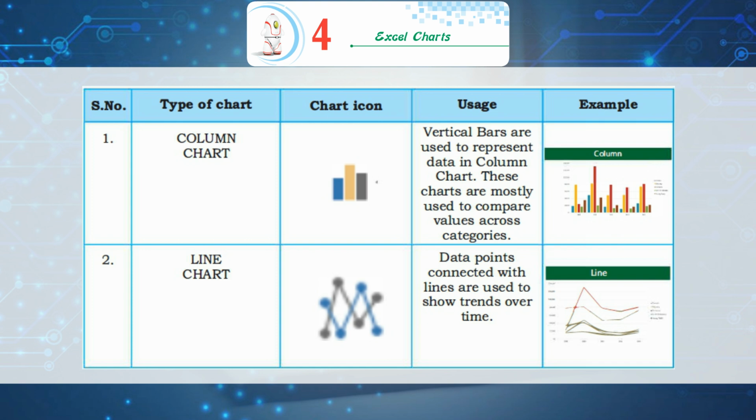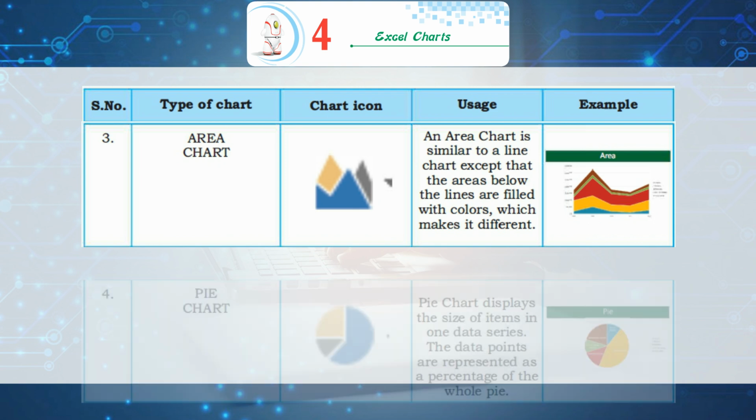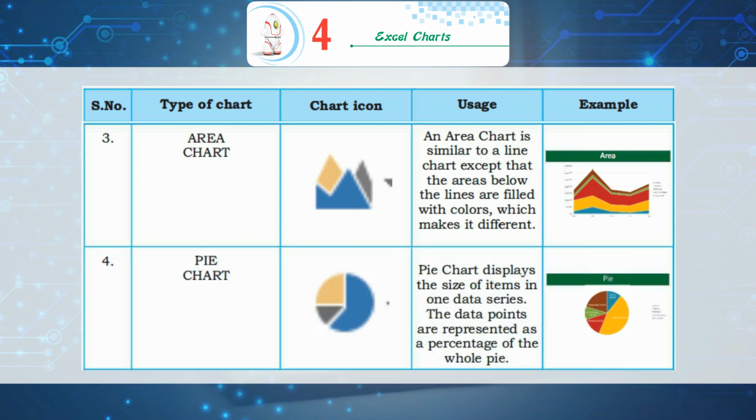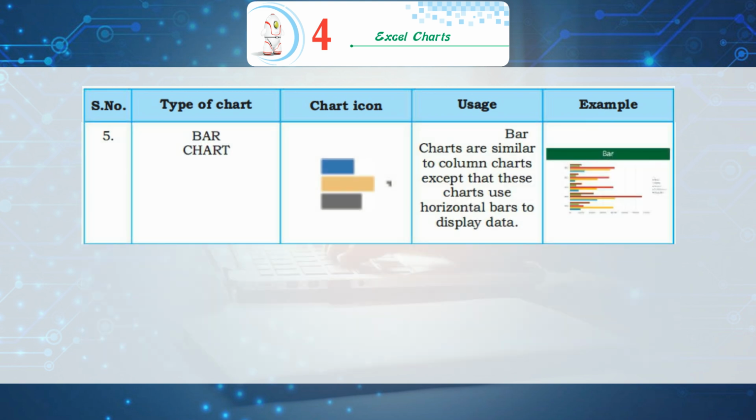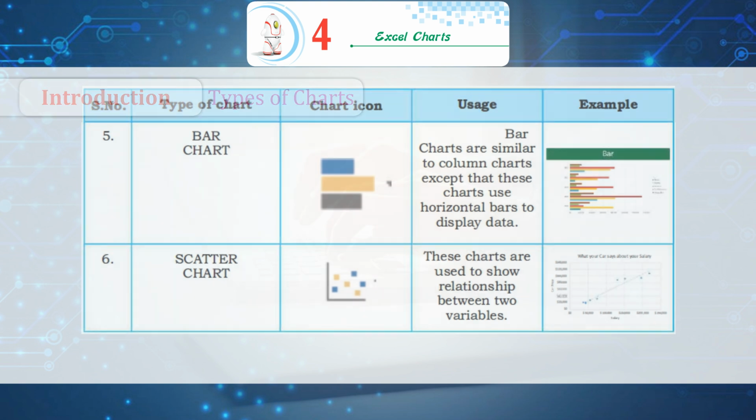2. Line chart. Data points connected with lines are used to show trends over time. 3. Area chart. An area chart is similar to a line chart except that the areas below the lines are filled with color, which makes it different. 4. Pie chart. A pie chart displays the size of items in one data series. The data points are represented as a percentage of the whole pie. 5. Bar chart. Bar charts are similar to column charts except that these charts use horizontal bars to display data. 6. Scatter chart. These charts are used to show the relationship between two variables.